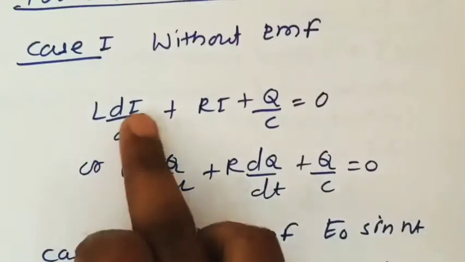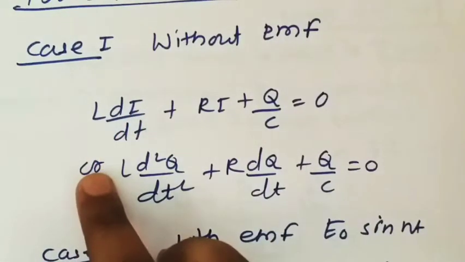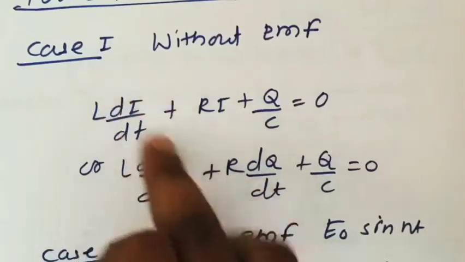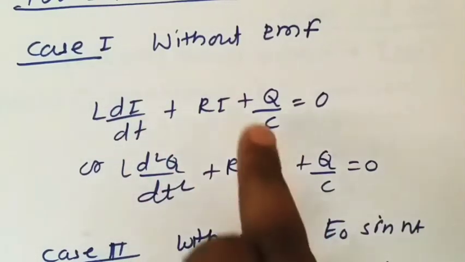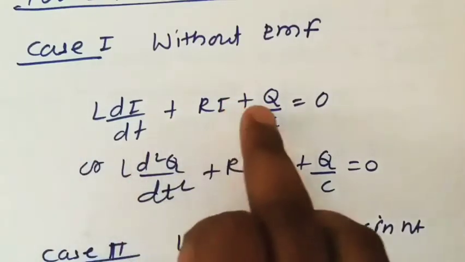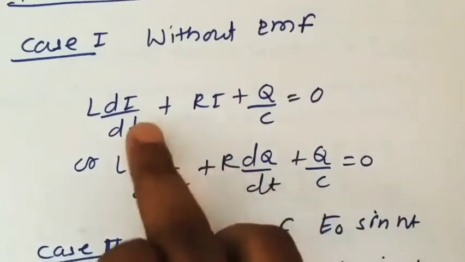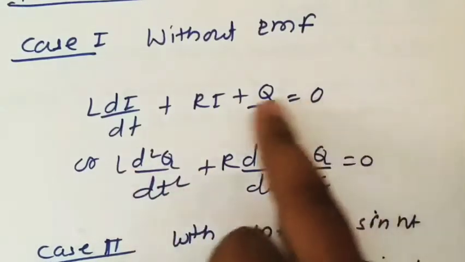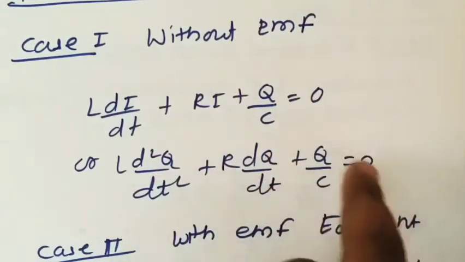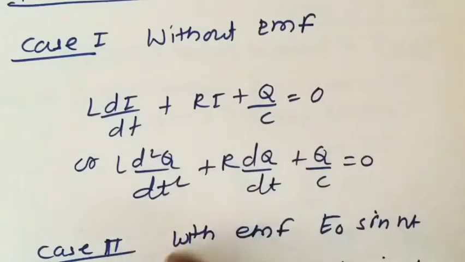Now this again can be written as follows: if you replace di by dt by d2q by dt square and i by dq by dt, these are the values we discussed in the beginning. Current is equal to dq by dt, and its derivative is equal to d2q by dt square. So this will give us a second order differential equation in q and t, which can be solved for q, and we'll get the charge and current in terms of t. The right hand side is 0 because we are without EMF.